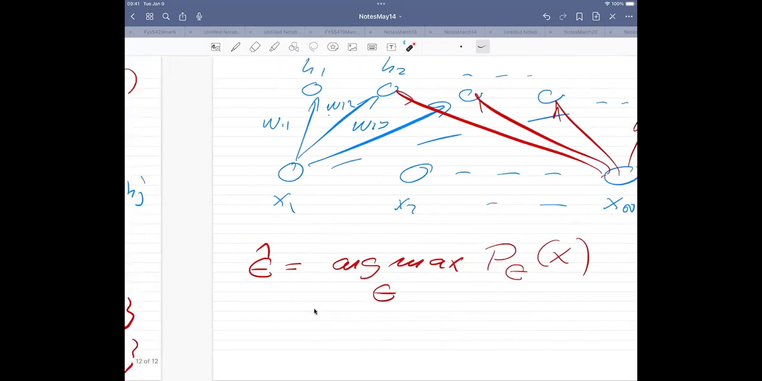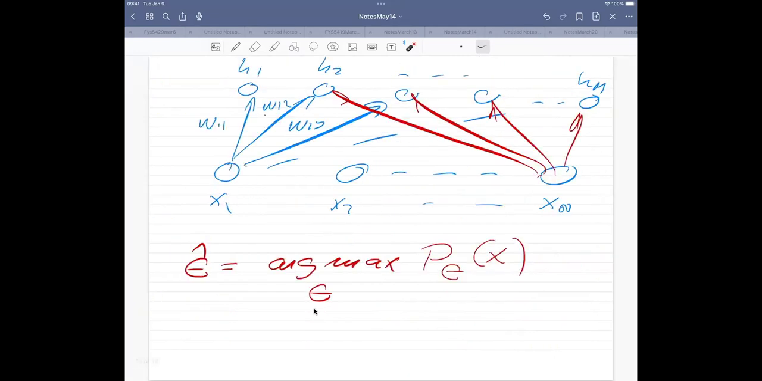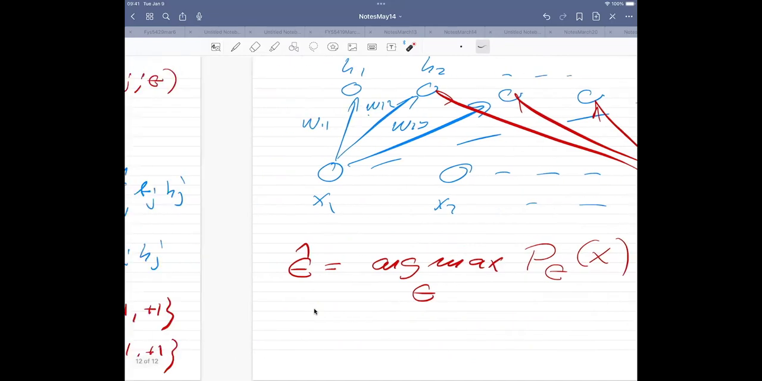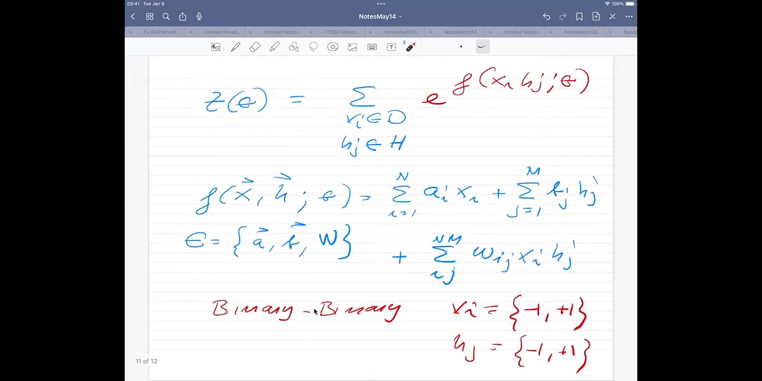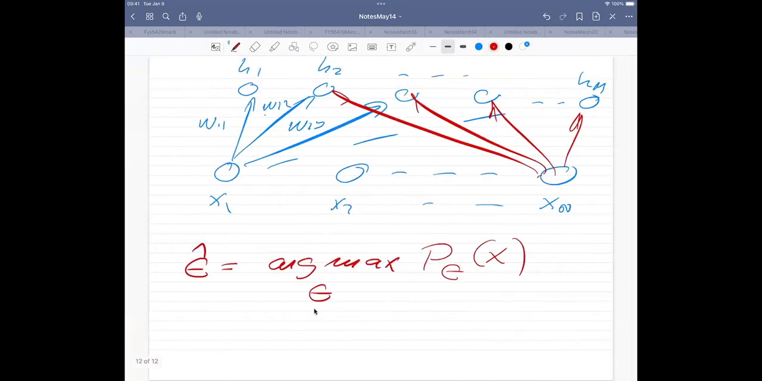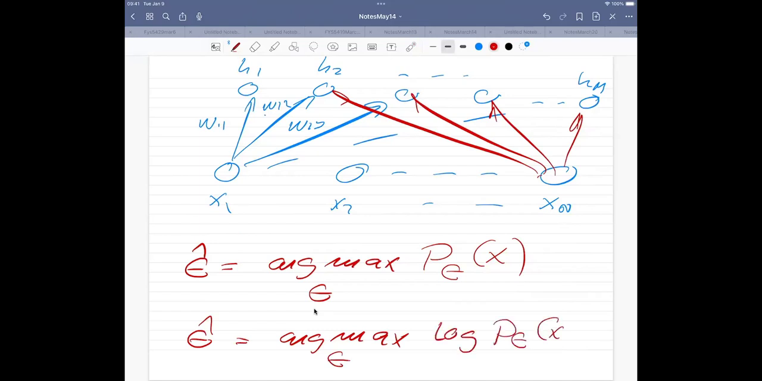So what we need to do then, since we have a probability, we are not going to calculate the derivatives of a product here, but we are going to take the log of the probability. And this is what we will be training. So in the training, what we actually set up then is theta is argmax over theta of log of p theta of x.